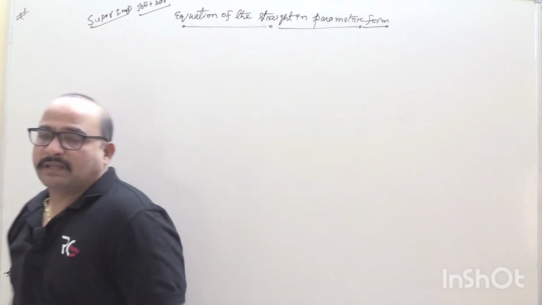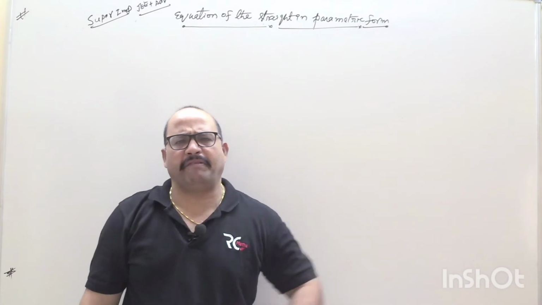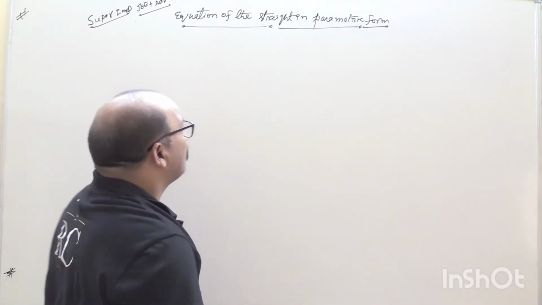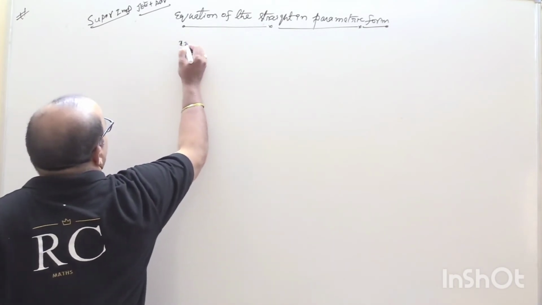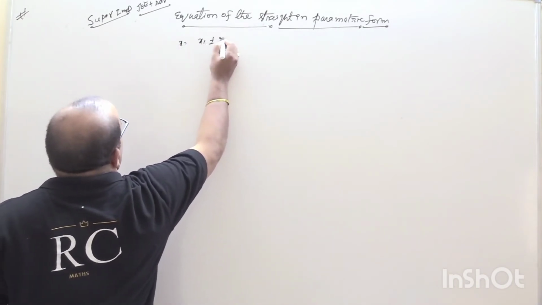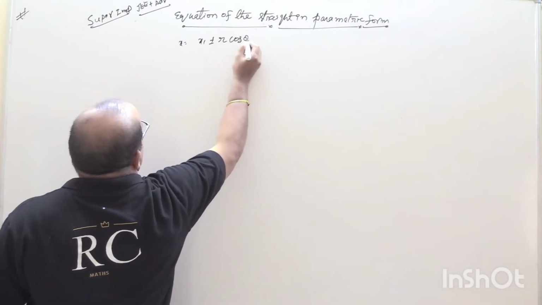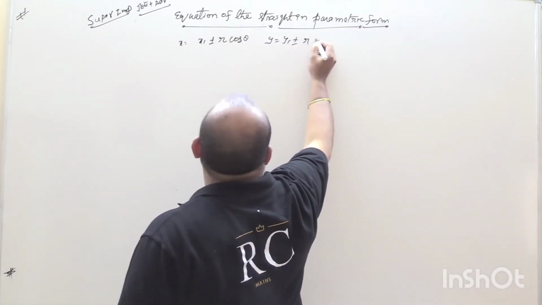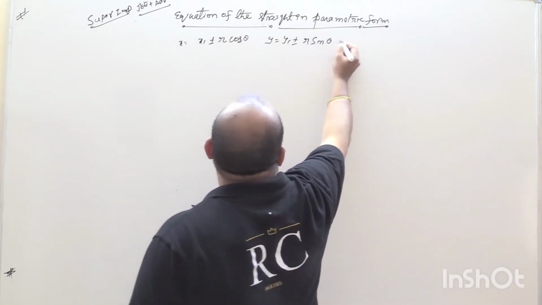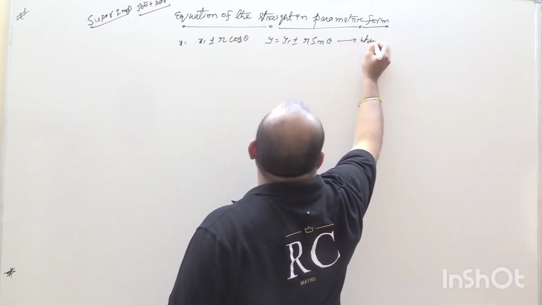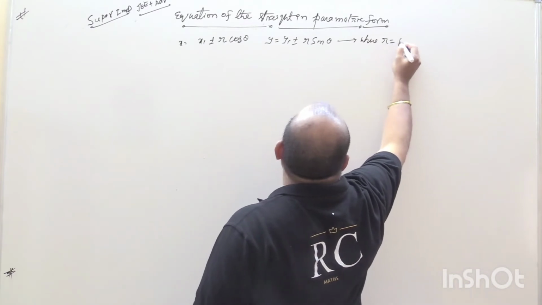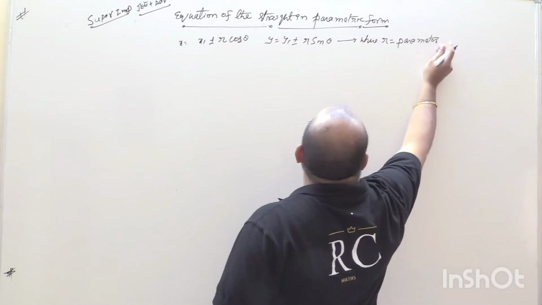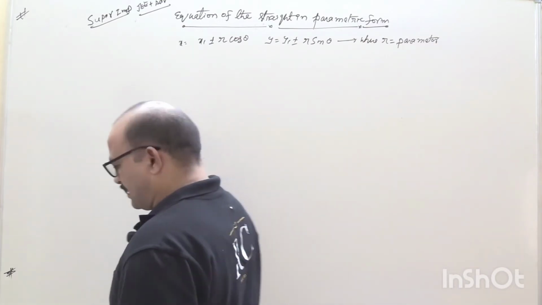So many uses are there. Now we will discuss each and every point of this line. Okay, students? First one. The first form: x is equal to x1 plus or minus r cos theta, y is equal to y1 plus or minus r sin theta, where r is the parameter.